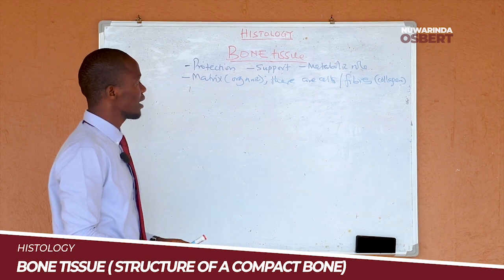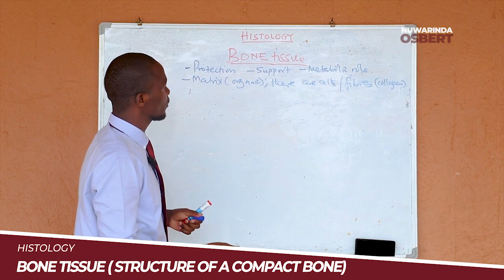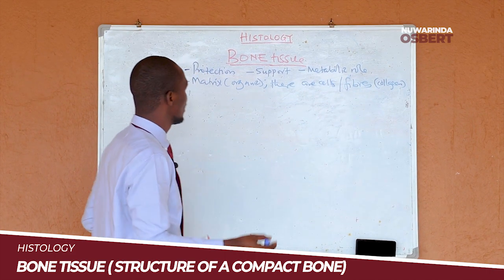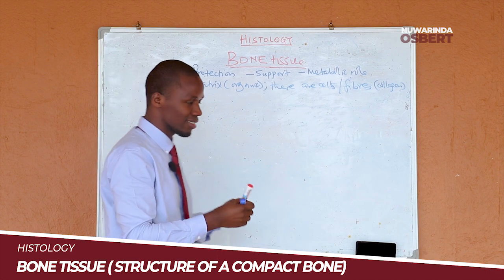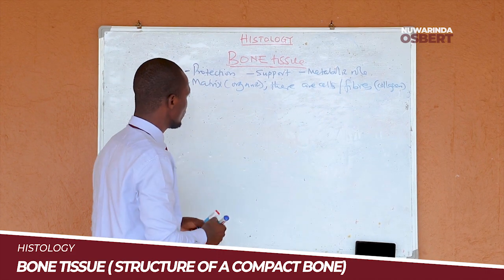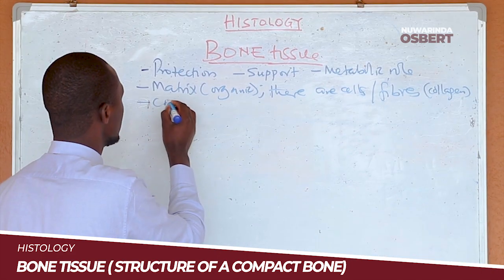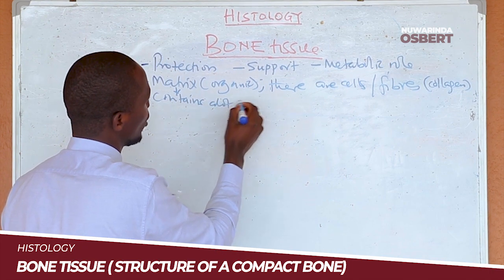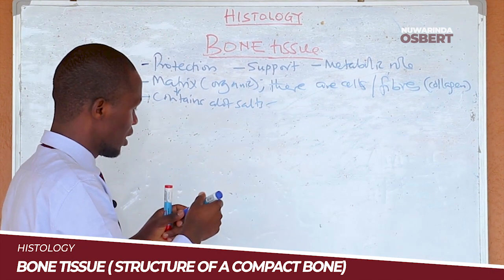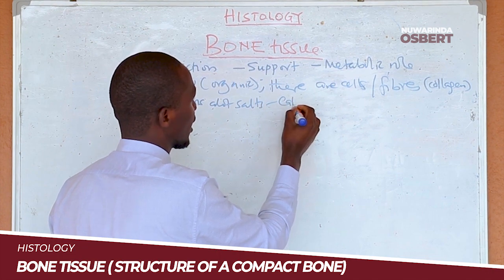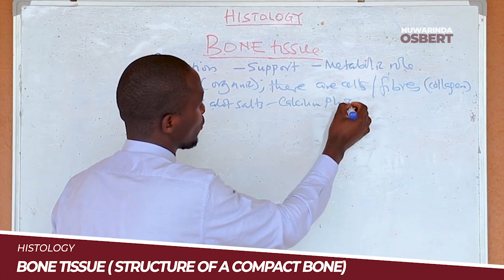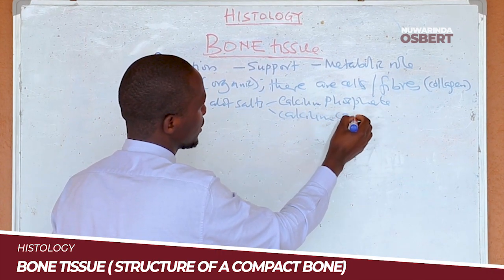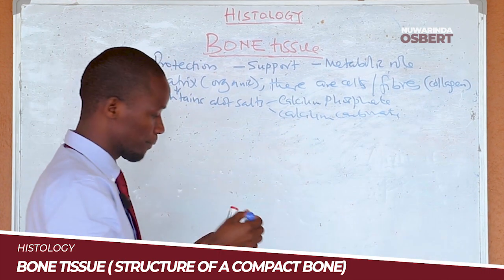And then, apart from having these cells and fibers, something special about bone is that bones have got salts. This matrix contains a lot of salts. And these salts include, for example, calcium phosphate. We have a lot of calcium phosphate. We can also have calcium carbonate. All those salts are present there within the matrix.